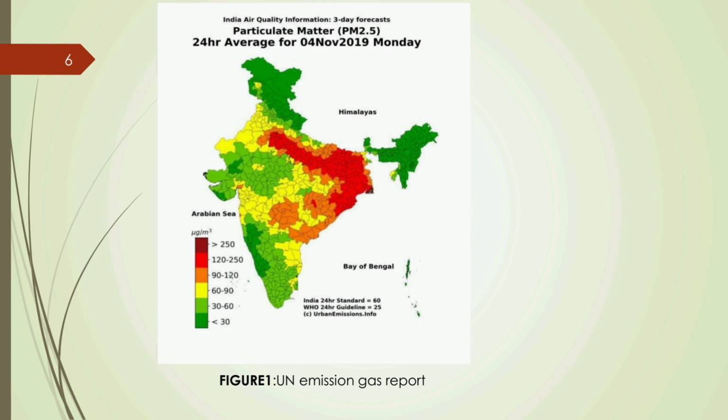The concentration of particulate matter between 60 to 90 microgram per meter cube included the Rajasthan and Punjab region. The concentration of particulate matter between 30 to 60 microgram per meter cube included Tamil Nadu and Andhra Pradesh region. The particulate matter concentration less than 30 microgram per meter cube included Ladakh, Arunachal Pradesh and Nagaland region.